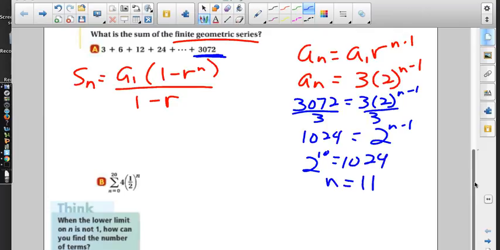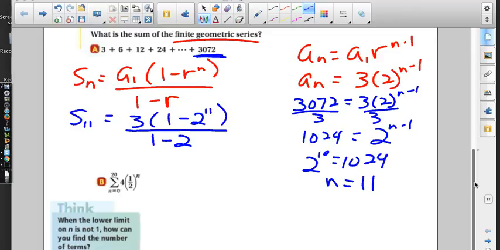So n is 11. We just got that last piece of information that we needed for this formula. So the sum of the first 11 terms, where the first one is a 3, they're multiplying by 2 every time. 11 terms over 1 minus 2. I never punched that whole thing. We can do 1 minus 2 in our noggin. That's negative 1. 3 divided by negative 1 is negative 3.